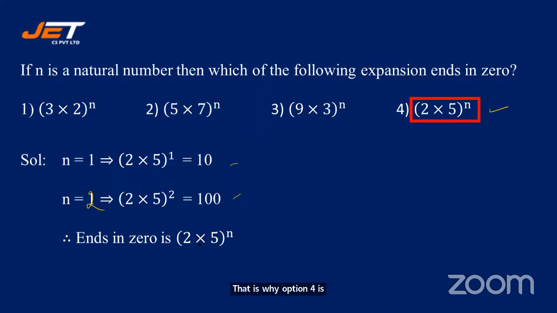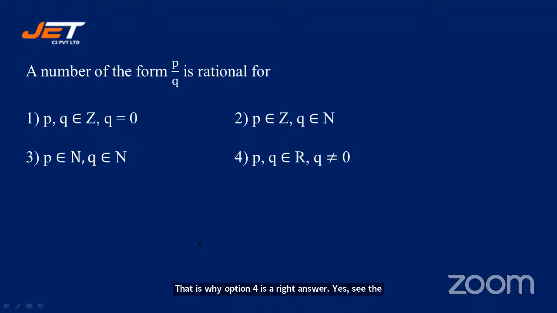A number of the form p by q is rational for dash. P comma q belongs to Z where q is 0. The second option, P belongs to Z where Q also belongs to N. P belongs to N, Q belongs to N. P comma Q belongs to R and where Q is not equal to 0. Let's see how many are giving me the right answer.